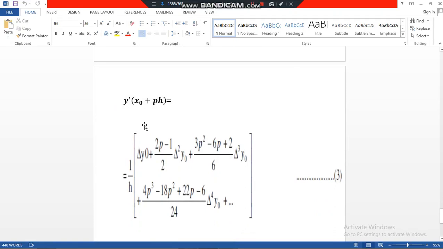Now if you want to calculate the second derivative, we have to again differentiate this equation with respect to p, and putting all the values, we can easily calculate the second derivative also. In a similar manner, we can calculate all other higher order derivatives.